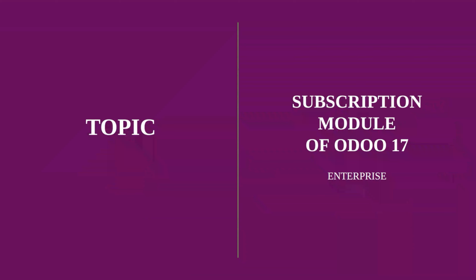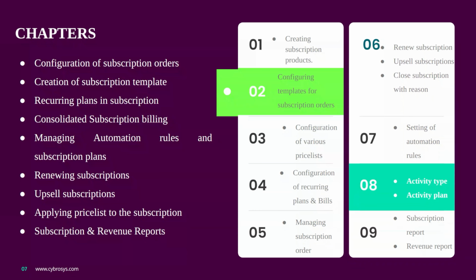So next, we can move to the topics that I have included in this subscription module. These are the chapters like configuration of subscription order, creation of subscription template, recurring plans in subscription, consolidate subscription billing, managing automation rules and subscription plans, renew subscription, upsell subscription, applying price list to the subscription and subscription and revenue reports. That is, we can configure different subscription reports by using the subscription application in Odoo.